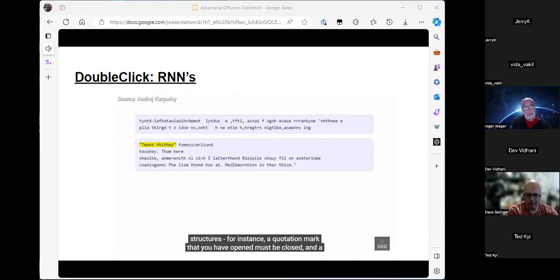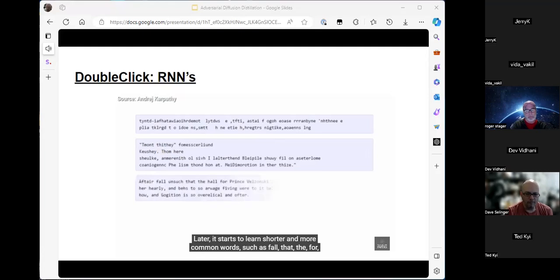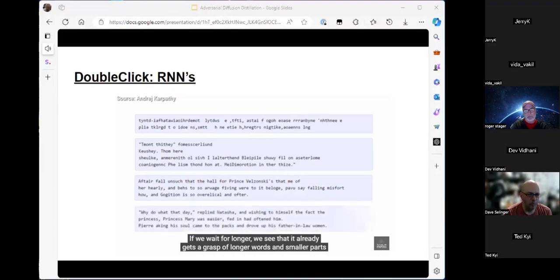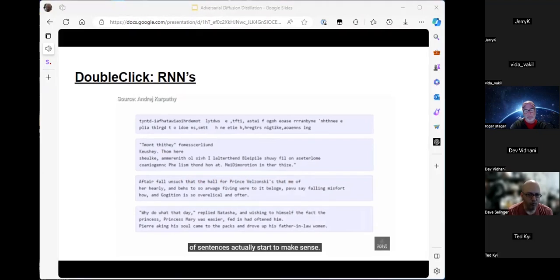If we wait a bit more, we see that it starts to get a very rudimentary understanding of structures. For instance, a quotation mark that you have opened must be closed, and a sentence can be closed by a period, and it is followed by an uppercase letter. Later, it starts to learn shorter and more common words, such as fall, that, the, for, me. If we wait for longer, we see that it already gets a grasp of longer words, and smaller parts of sentences actually start to make sense.